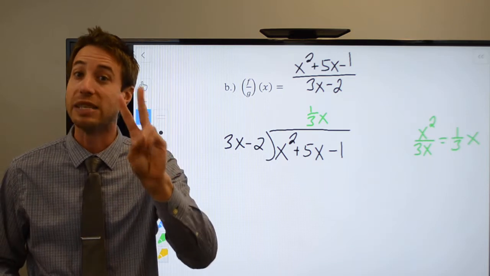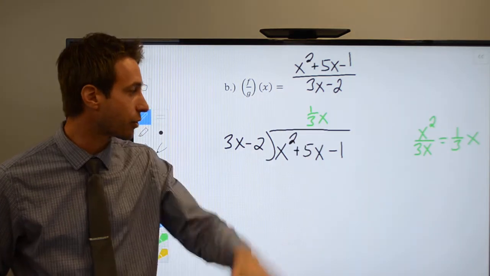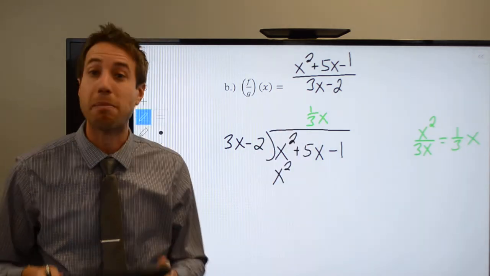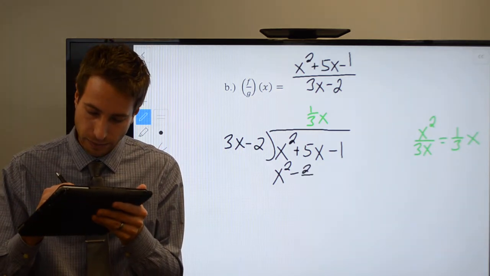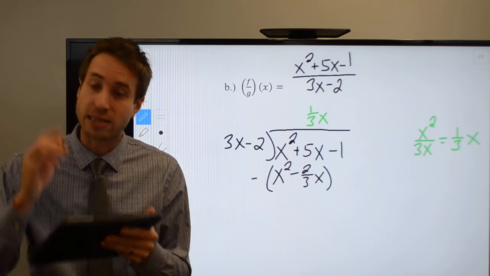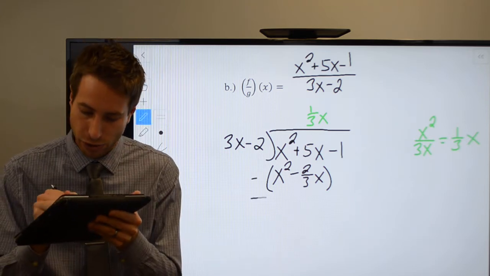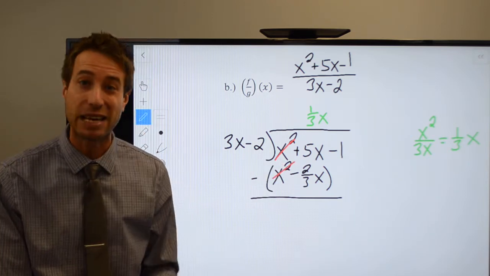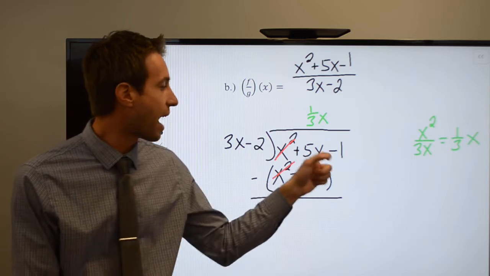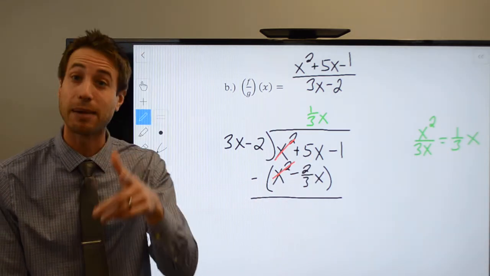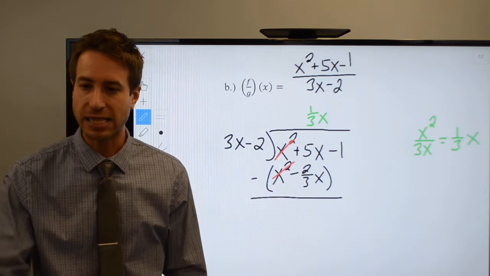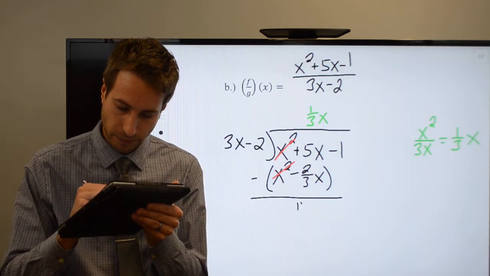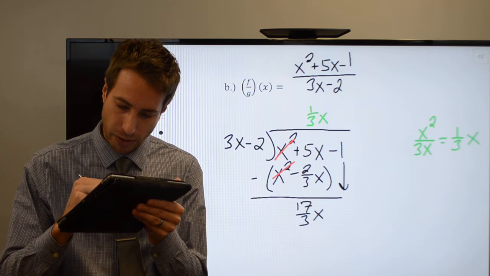Step 1 was divide. Step 2, now we multiply. 1/3 x times 3x. The 3's cancel, leaves you with an x squared. 1/3 x times negative 2 is minus 2/3 x. Step number 3 is to subtract. Don't forget parentheses so that you remember to distribute that minus sign. The first terms drop out. They should. If those first terms don't drop out, you made a mistake. Go back and figure out what went wrong. 5x minus a minus 2/3 x means that I'm going to do 5x plus 2/3 x. And when you do that, I wind up with 17/3 x. Bring down the negative 1.